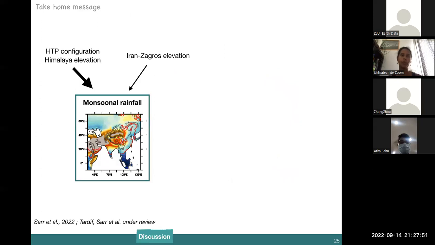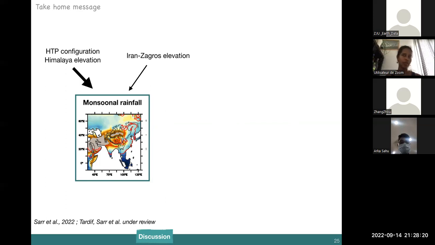If I have to sum up, this study suggests that the Himalaya and Tibetan Plateau configuration and elevation, although they are big superstars in the field, are probably not responsible for changes in monsoon dynamics in the Miocene. By monsoon dynamics, I mean wind circulation. This is probably also because the uplift that is really important for the monsoon happened before the Miocene.